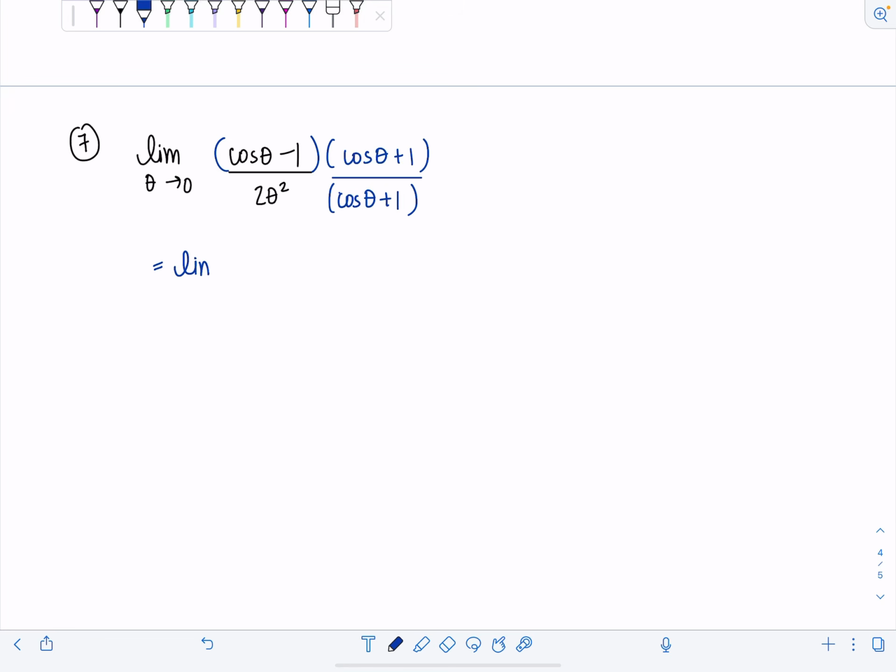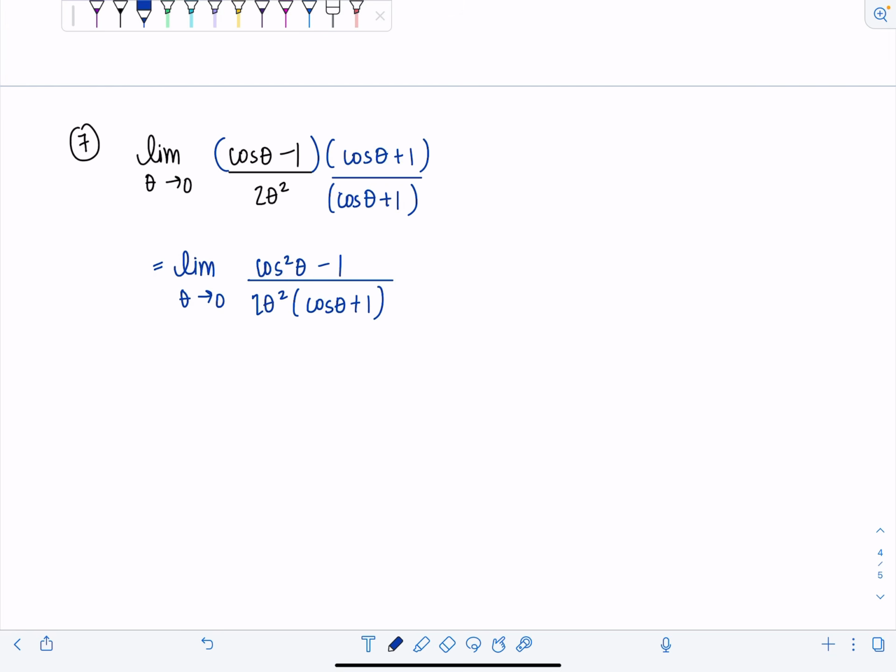So we've got the limit as theta approaches 0. Notice in the numerator we've got conjugate pairs. So when I multiply it all out, I'm going to have a difference of squares, cosine squared theta minus 1. The denominator I'm going to leave factored, okay? 99% of the time you want to leave your denominator factored.